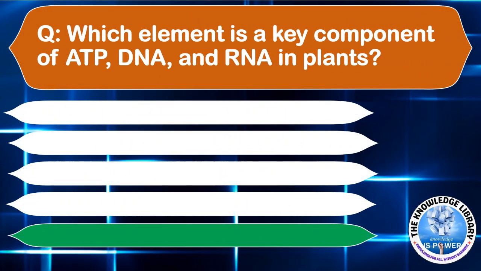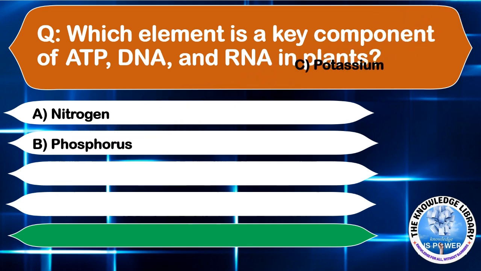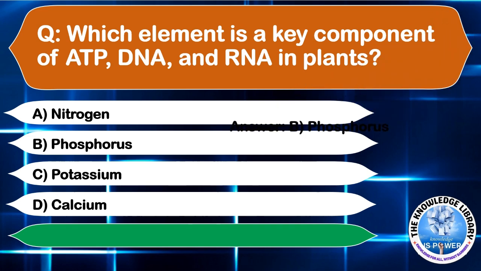Which element is a key component of ATP, DNA and RNA in plants? Option A, nitrogen. Option B, phosphorus. Option C, potassium. Or option D, calcium. The correct answer is option B, phosphorus. Moving to the next question.